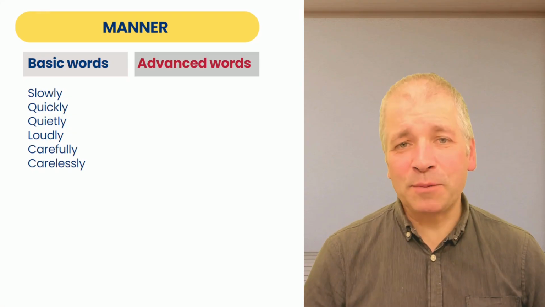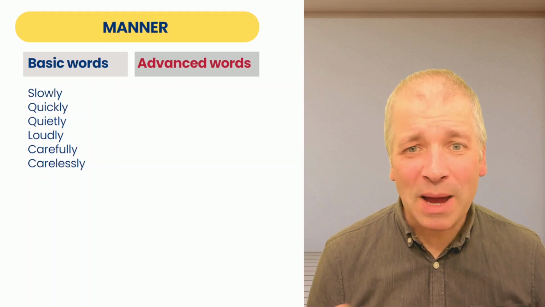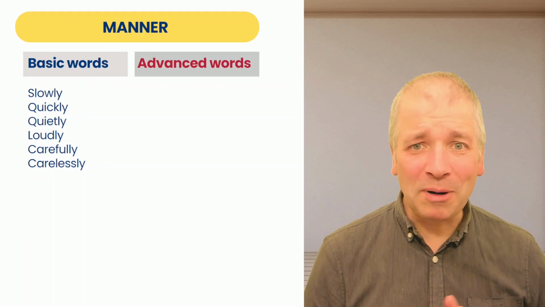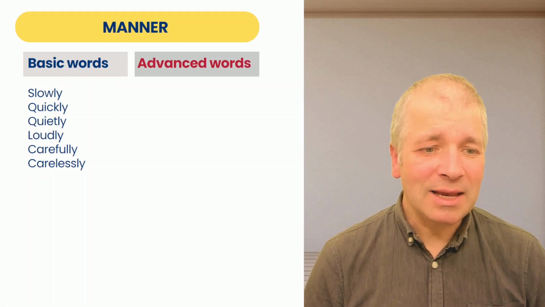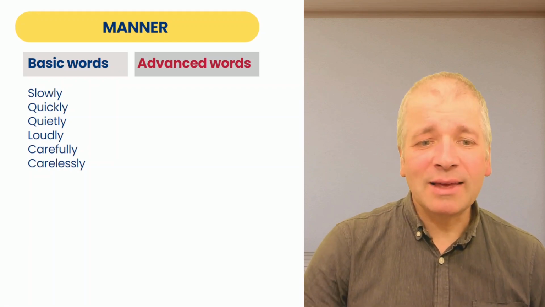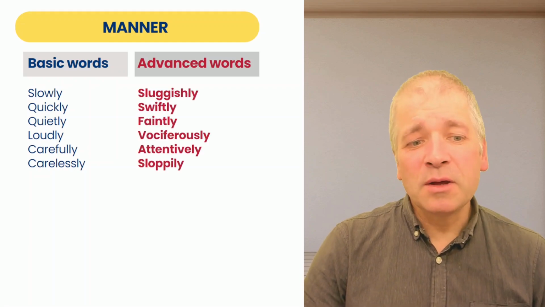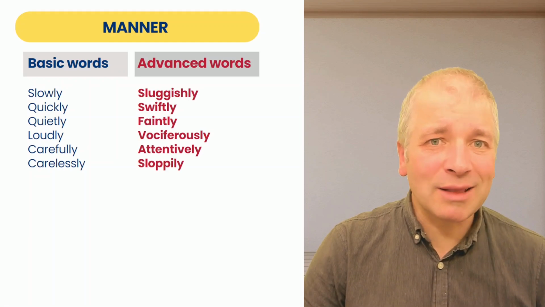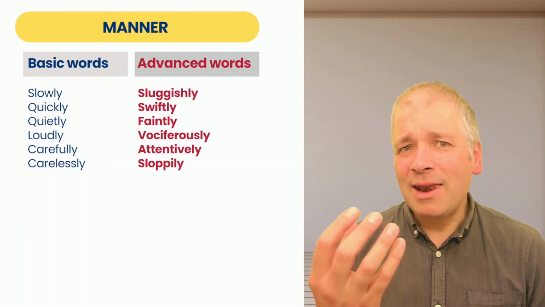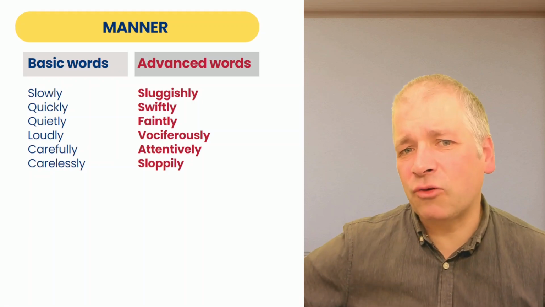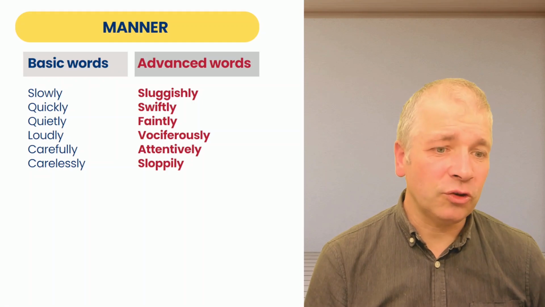Adverbs of manner. There are many adverbs of manner, and they have different types as well. Here are a few basic adverbs of manner you're probably familiar with: slowly, quickly, quietly, loudly, carefully, carelessly. Here are some advanced alternatives to those. So slowly could be sluggishly. Sluggishly has a kind of emphasis on laziness, someone dragging themselves around. They're not moving as quickly as they should.